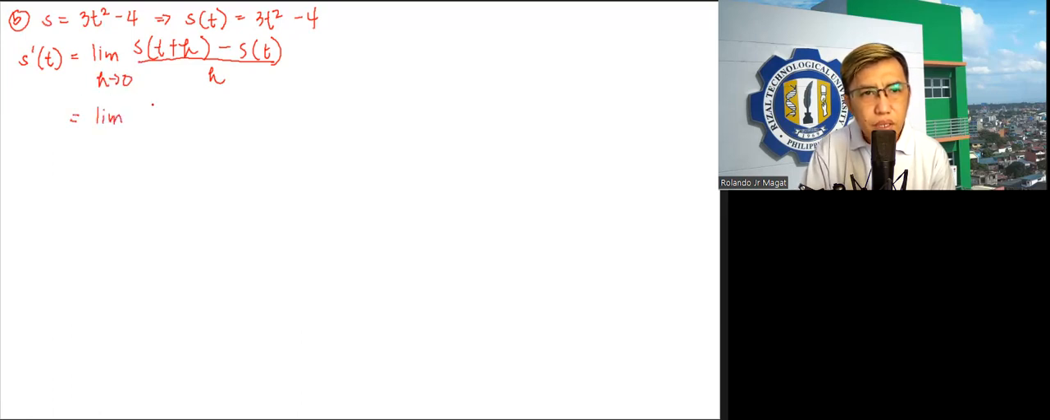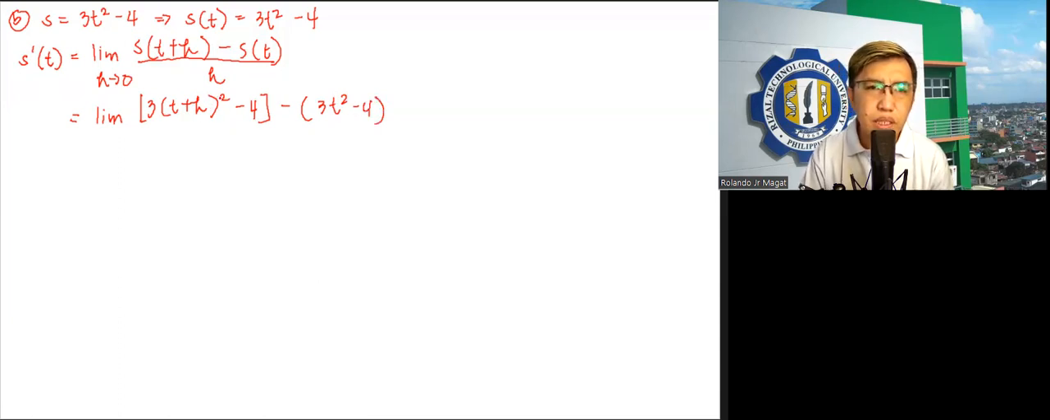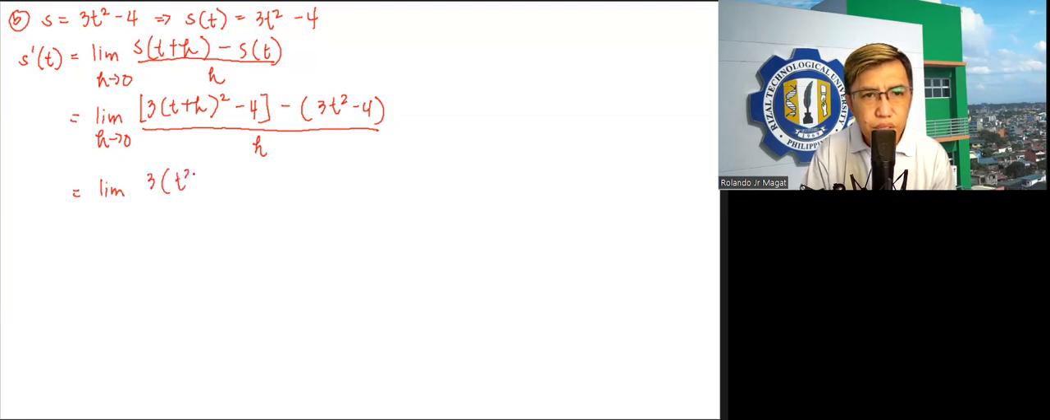We have the limit of, again, the domain of the first term is t plus h, so just plug in. We have 3 times (t plus h) quantity squared minus 4, minus 3t squared minus 4 because the domain of the second term is just t, all over h as h approaches 0. Then let's expand (t plus h) squared. What we have is the limit of 3 times t squared plus 2th plus h squared, minus 4.